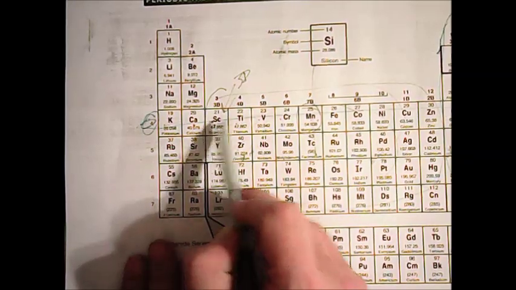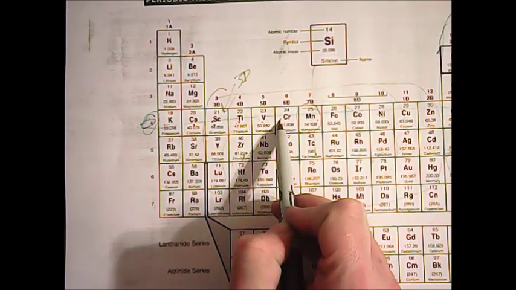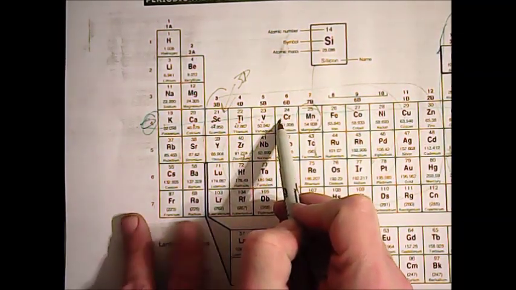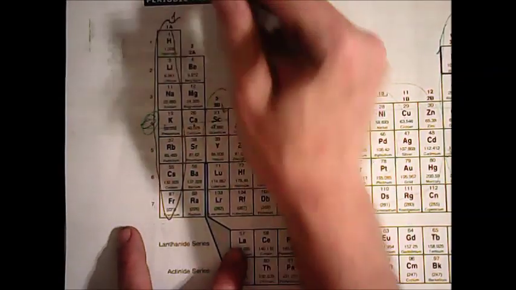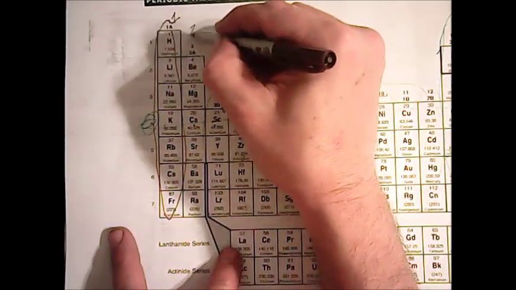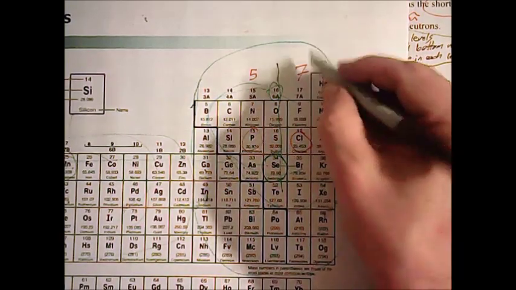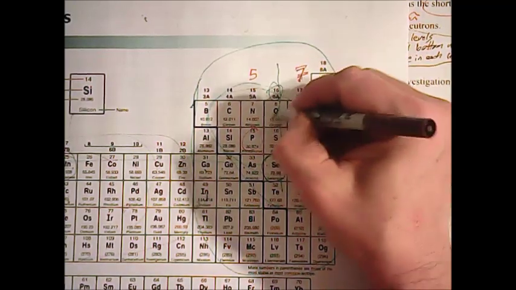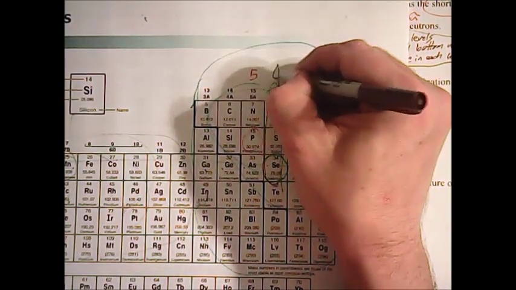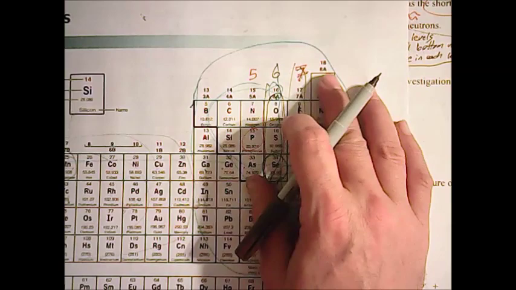Potassium, calcium, scandium, titanium, vanadium, chromium, these are all in the same period, but they don't have the same number of valence electrons. These guys right here all do. These all have one valence electron. And these right here all have two valence electrons. If we skip over to the other reactive end of the periodic table and look at fluorine, chlorine, bromine, and iodine, they all have seven. And oxygen and sulfur and selenium, they all have six. These are all in the same group, and they all have the same number of valence electrons.